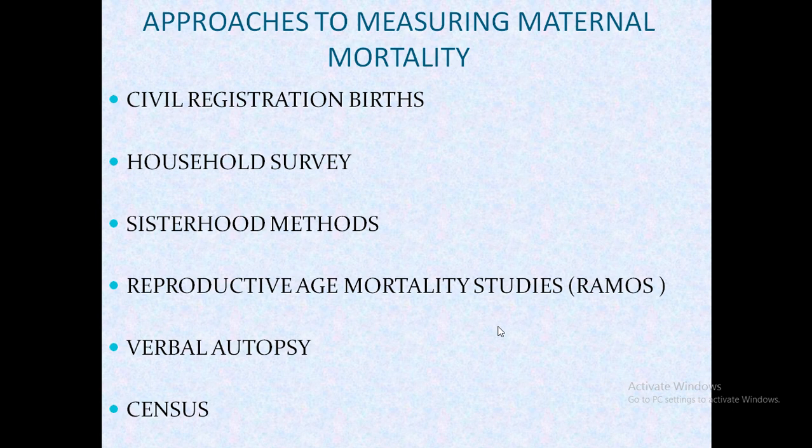And approaches to measuring maternal mortality. From where we should get all the information? One is the civil registration of births, household survey, sisterhood method, reproductive age mortality studies, verbal autopsy, and census. Let me explain each.